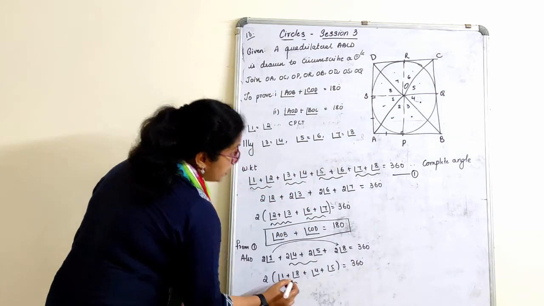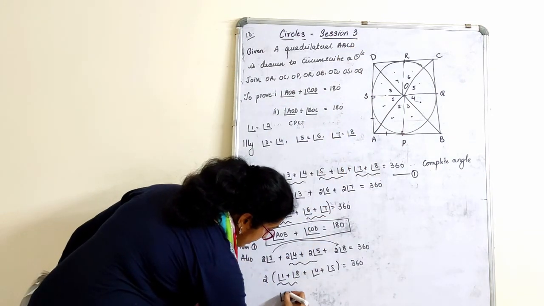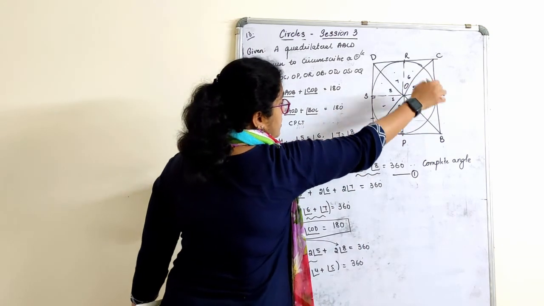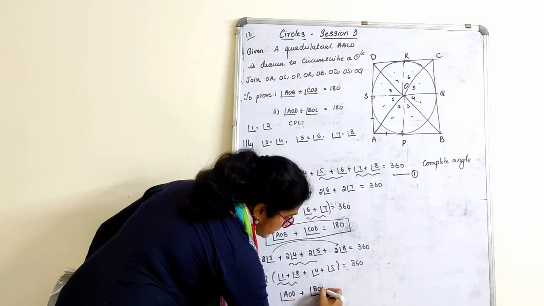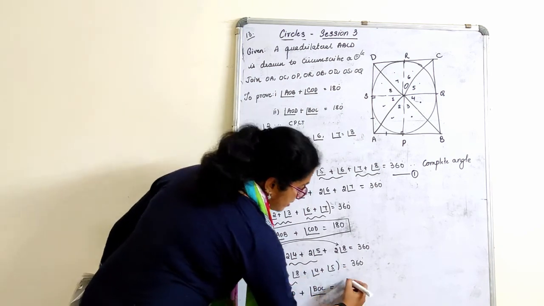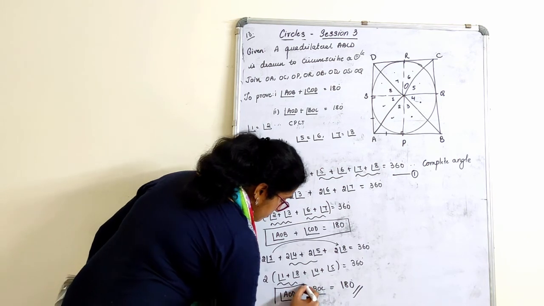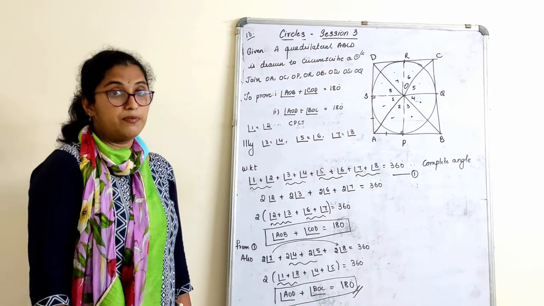What is angle 1 plus 8? 1 plus 8 is AOD. Angle AOD plus what is angle 4 plus 5? BOC. Angle BOC is equal to 360 divided by 2, which is 180. This is how we prove it.